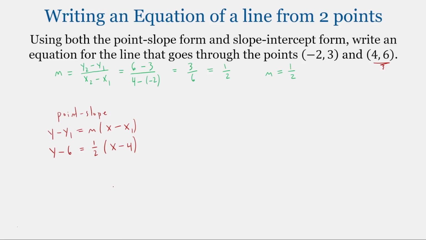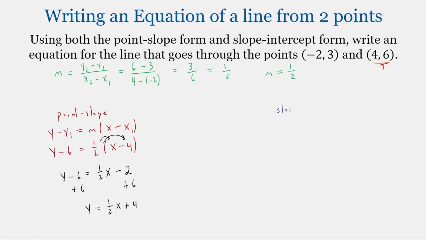But let's go ahead and convert this to slope-intercept as well. So we'll start by distributing this 1/2, getting rid of the parentheses. So we have y minus 6 equal to 1/2 x minus 2. And then to get the y by itself, we're going to add 6, and we'll do that to both sides. And we end up with y equal to 1/2 x plus 4. And there's our equation in slope-intercept form.